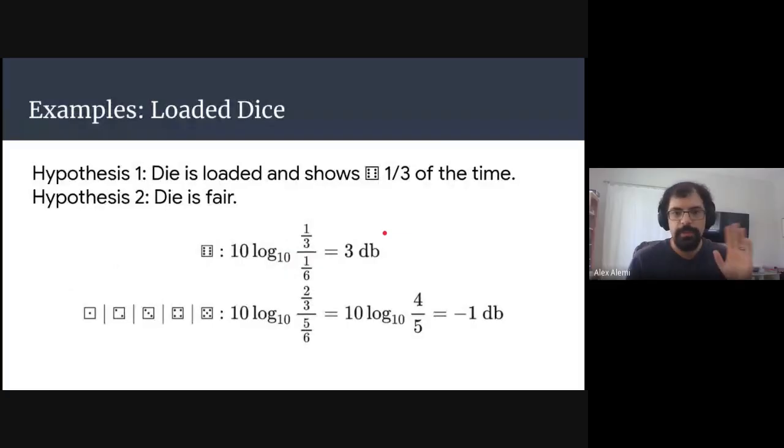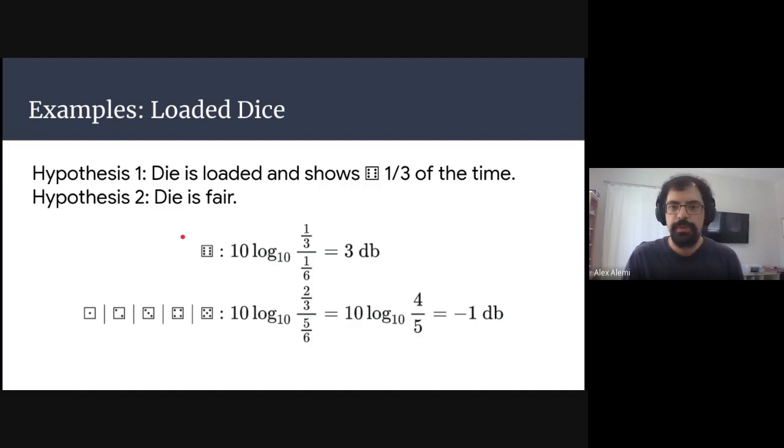As a simple example, imagine a loaded die. We need 2 hypotheses. My first hypothesis is that the die is loaded, and it shows 6 1/3 of the time, versus a hypothesis that the die is fair. So there are just 2 hypotheses you're trying to compare in your head, and now we're going to talk about the weight of evidence, the log probability ratio, as we observe events.